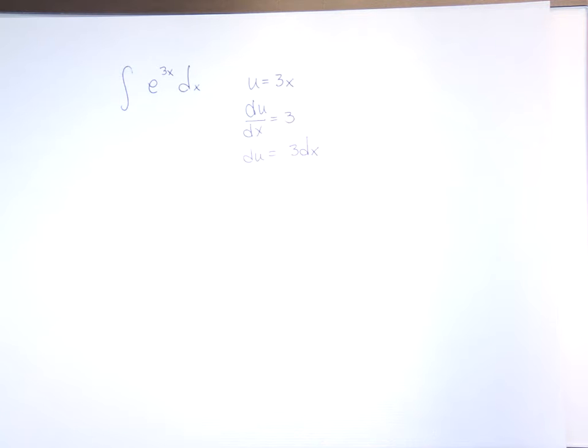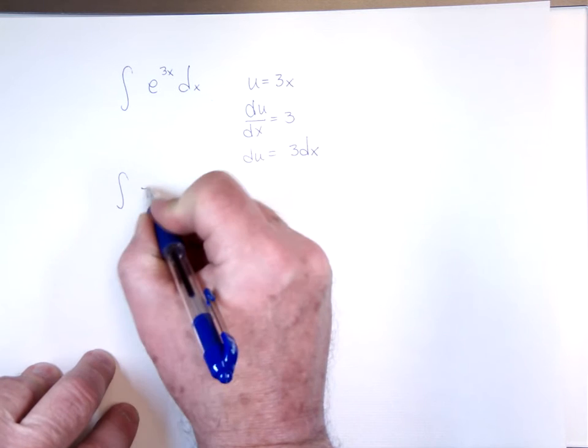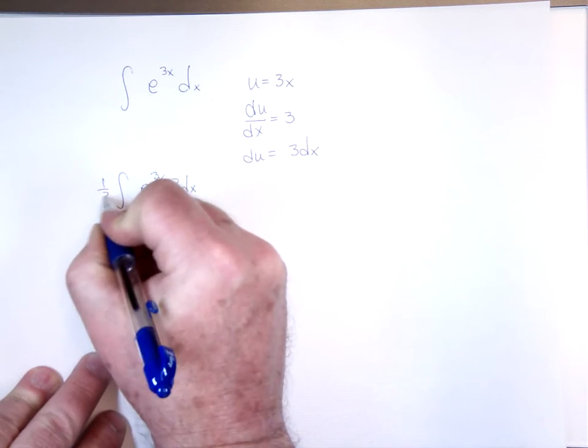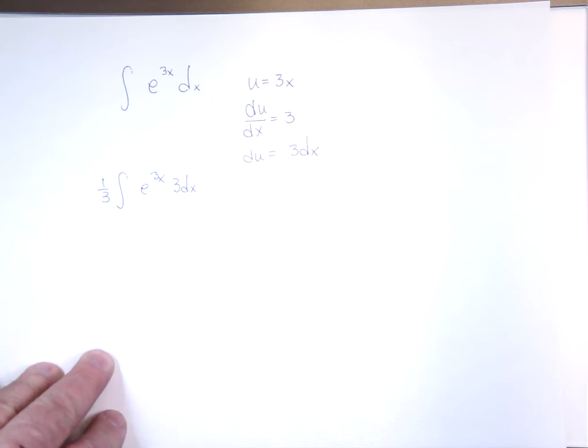Just multiply by 3 and by 1/3. I'm always allowed to multiply inside by a constant and its reciprocal outside because I'm multiplying by 1. I'm always allowed to do that with a constant.